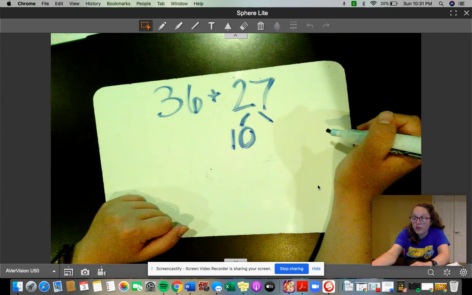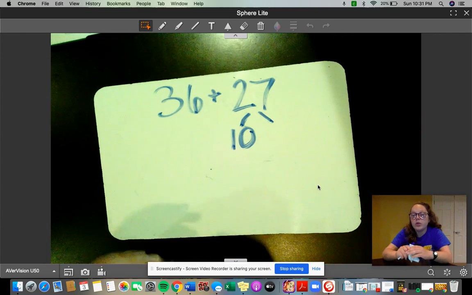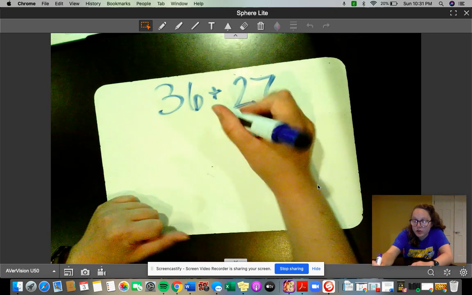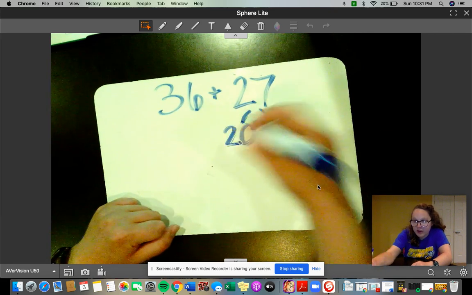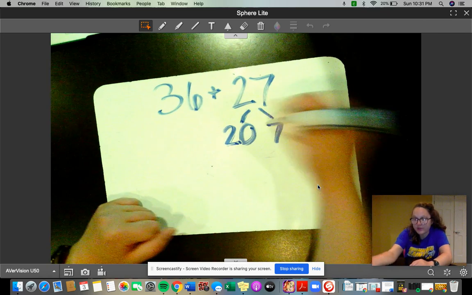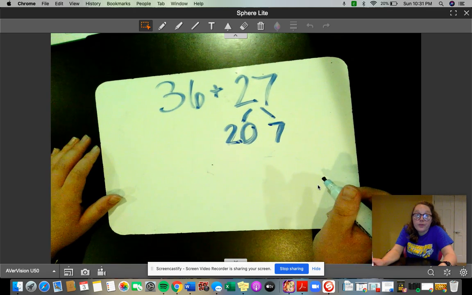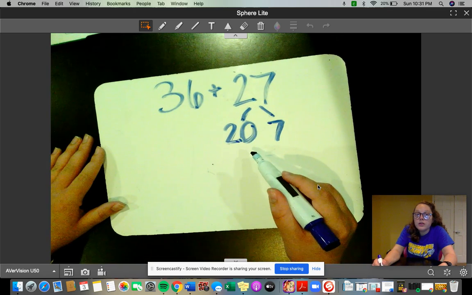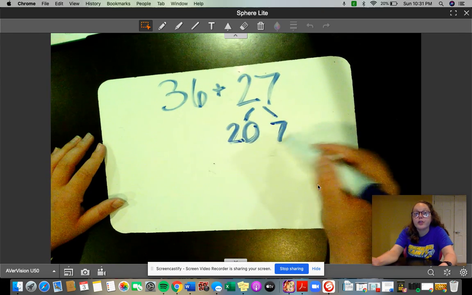You know what? We're actually going to change that. Instead of taking 1 10, we're going to take 2 10s out of 27. 2 10s out of 27. So we're going to do 20 and 7. All right. So 20 is going to be bigger. Oh, I know that 20 plus 7 is going to give me 27. So that's why I chose those numbers.